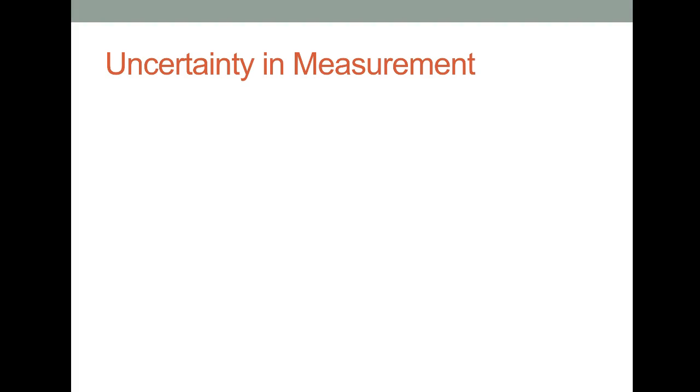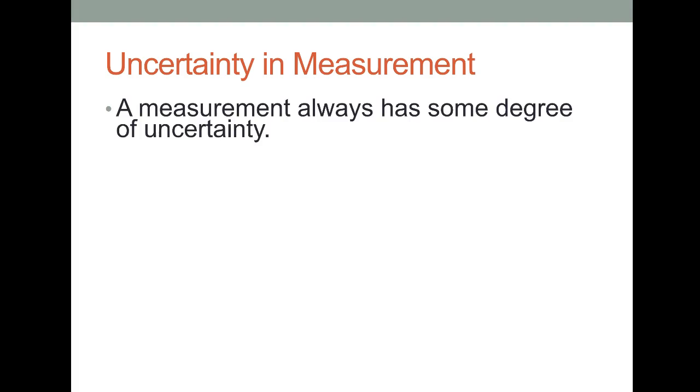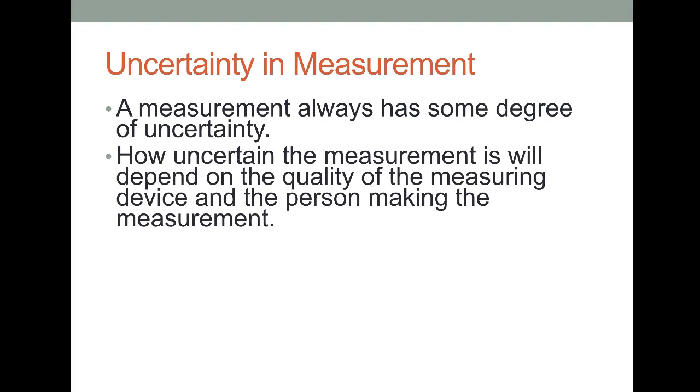All right, so when it comes to making measurements, and you guys will be making lots of measurements in chemistry class, a measurement always has some degree of uncertainty associated with it. Every time you make a measurement, even if you get it off of a digital balance or a digital thermometer, it always has some degree of uncertainty. How uncertain the measurement is depends on the quality of the device.